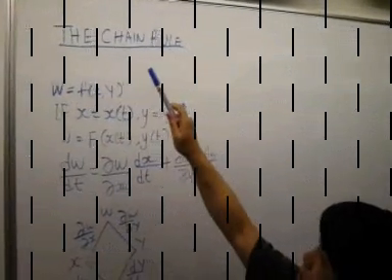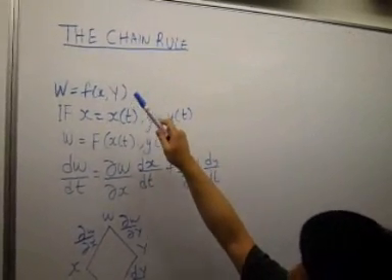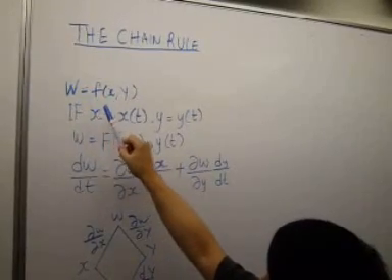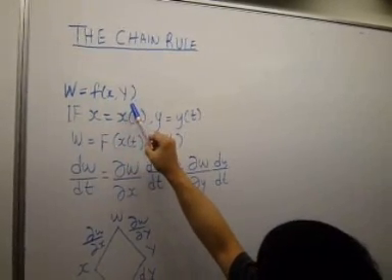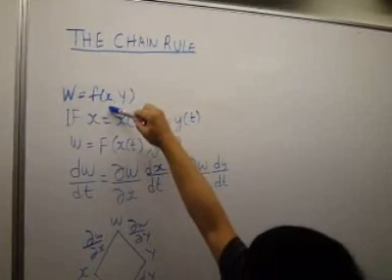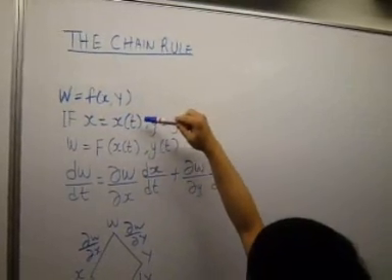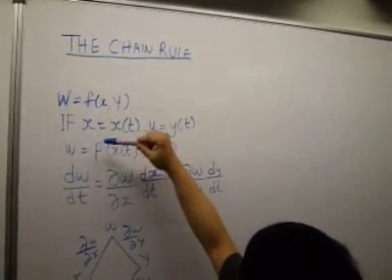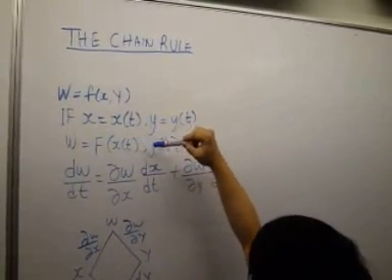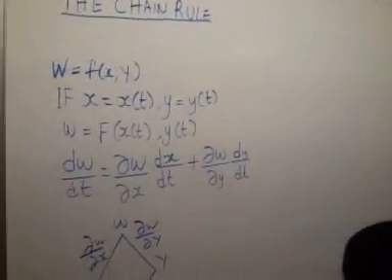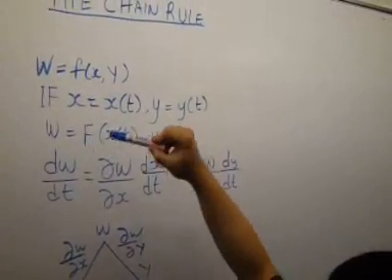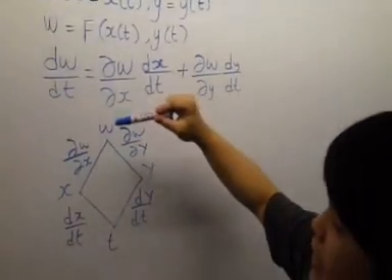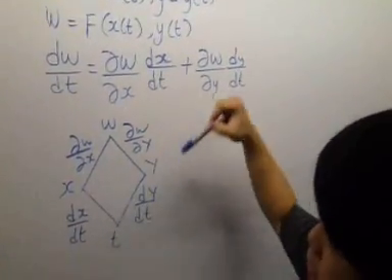We are going to discuss how to differentiate using the chain rule. When given a function w equals f of x and y, and given functions x equals x(t) and y equals y(t), you will get w equals f of x(t) and y(t). So to get dw over dt, you have to use the diamond shape and then use the chain rule to solve it.